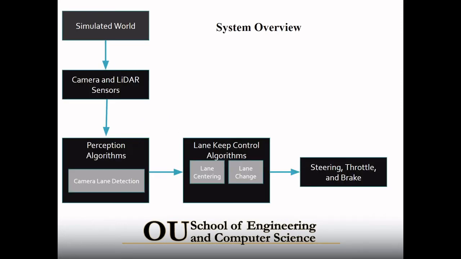Then we're going to add the Bezier curve and apply a PID controller to make the car follow that Bezier curve. Now the system overview: as I said, we're going to start with the simulated world, and then we have a camera and LiDAR sensors that we're going to use in this project, but we delayed the LiDAR to future work, and we're going to see why at the end. Then we enter the perception algorithms, using the camera to provide the data that we're going to use for lane detection.